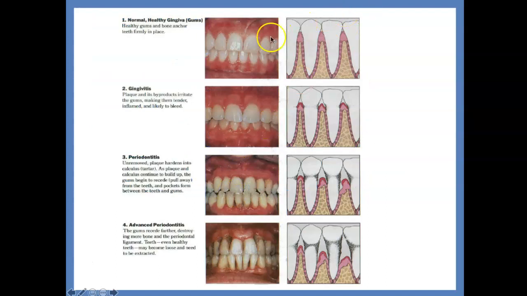And here's just a pictorial of normal healthy teeth. Some gingivitis, you can see a little bit of wear down at the bottom of the gum line. The periodontitis, you can see the blackish color and the decay there. And then there's some advanced disease here in this pictorial.